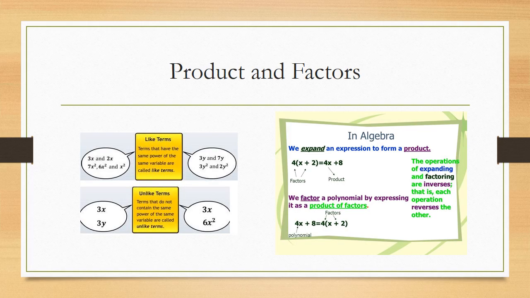Product and factors. In algebra, we expand an expression to form a product. 4 multiplied with x plus 2 is equal to 4x plus 8. Here 4 and x plus 2 are the factors and 4x plus 8 is the product. We factor a polynomial by expressing it as a product of factors. So 4x plus 8 is equal to 4 times x plus 2, where 4x plus 8 is the polynomial and 4 and x plus 2 are its factors.